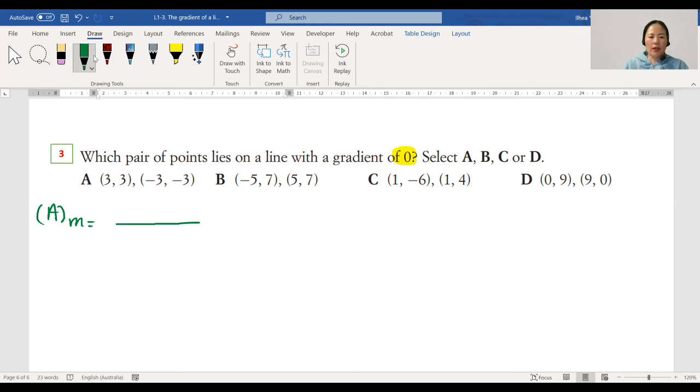Which one is my Y2? -3. Yep, -3. And what's my Y1? 3. So -3, yeah? And what's my X2? 3 and -3. That's my X2. That's my Y2, isn't it? -3. Correct. And then what's my X1? 3. Yes, thank you. So let's tie this one up, Hannah.